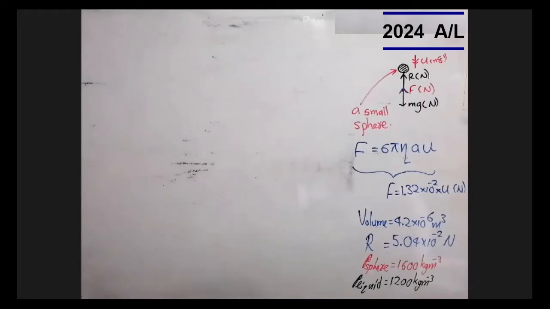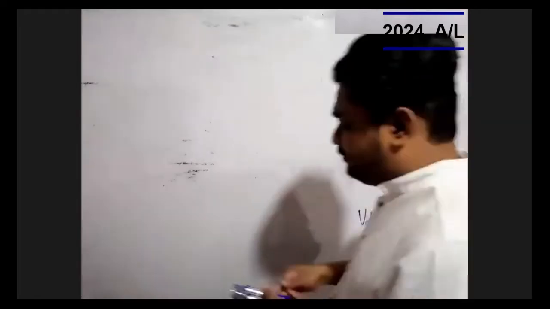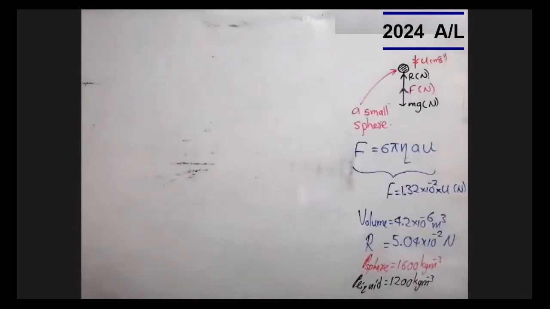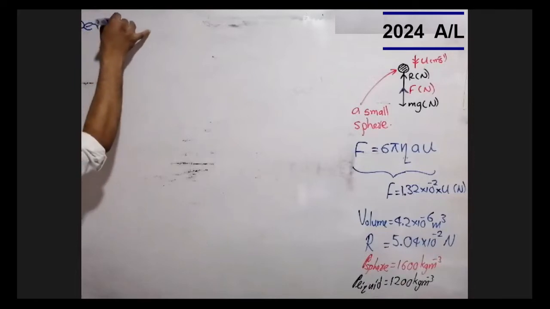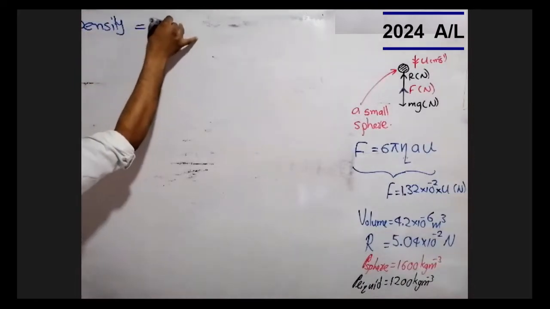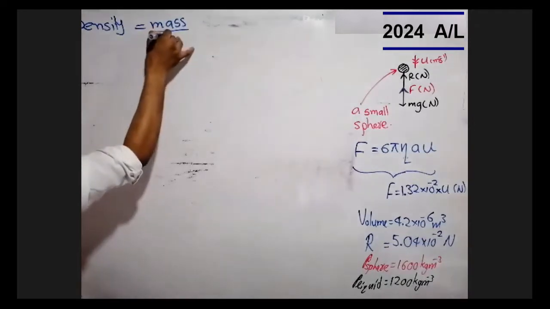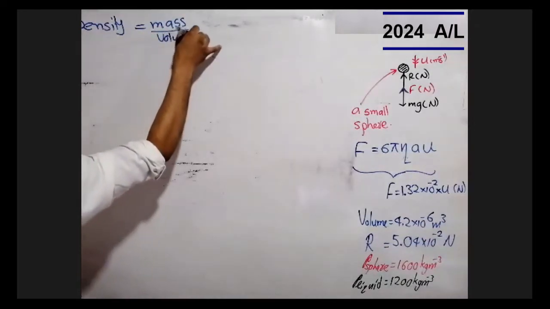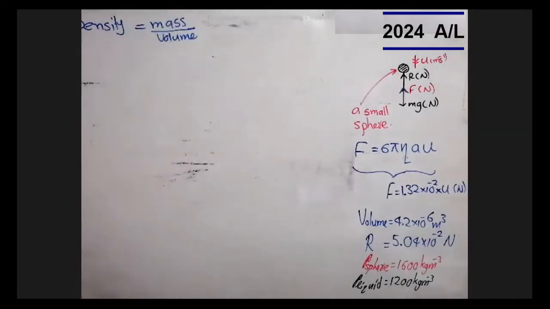We want to find the mass of the sphere. To find the mass of the sphere, I can use this equation. Look at what we know: density equals mass over volume. We know this equation. I'm going to apply it to the sphere.